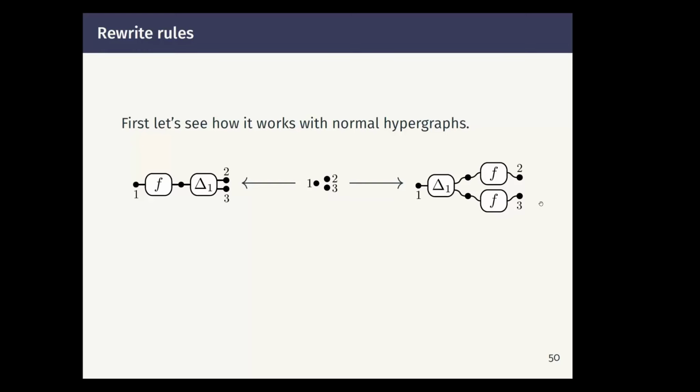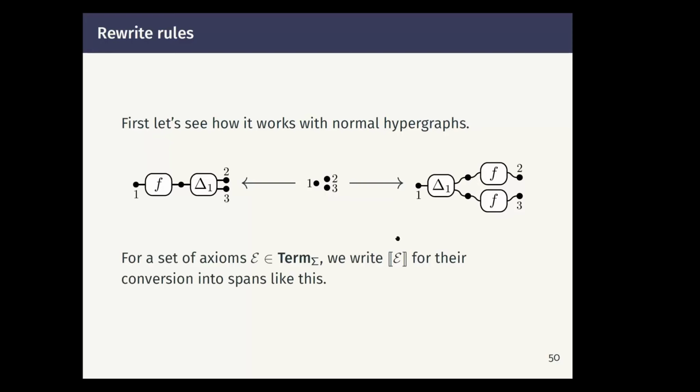And this happens because if you have a rewrite rule, both sides of it have to have the same inputs and outputs, because otherwise, when you replaced it in the graph, suddenly you'd have these dangling wires, and then your graph would fall apart. So this is how you would represent a rewrite rule formally as this span. And then if we have a set of axioms, we can just convert them all using our interpretation functor.